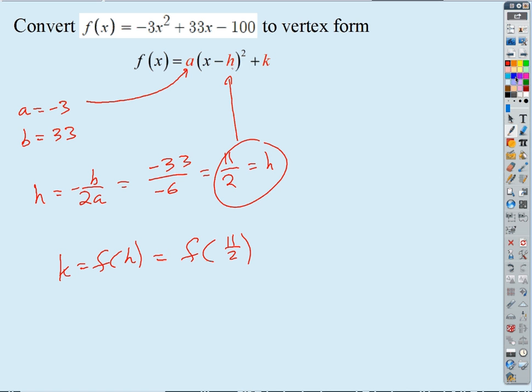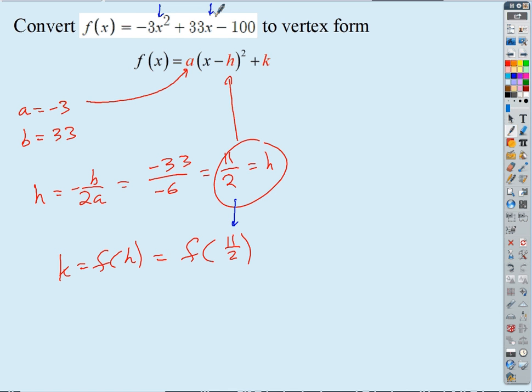But finding k is going to be kind of a pain, because k is always f of h. So in this case, I'm plugging 11/2 into the function. If I plug 11/2 in for x there and there, that's going to be a mess, isn't it? Would you guys agree? You can do it, but it's going to be a mess.